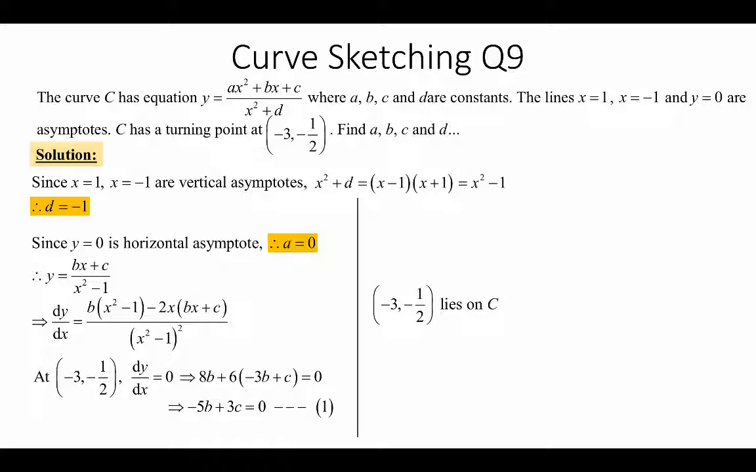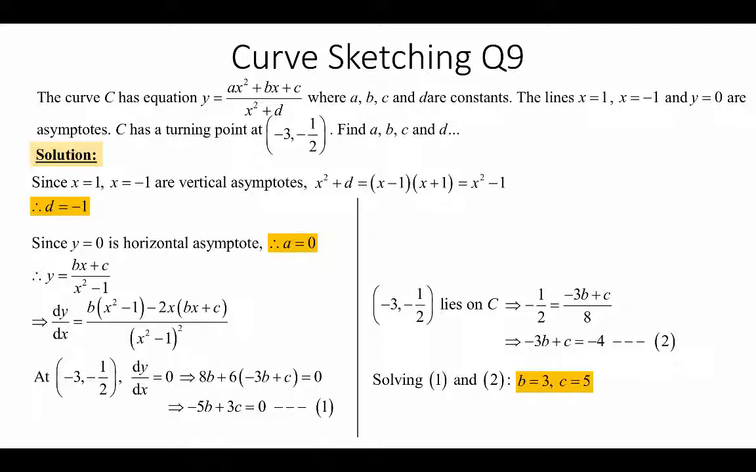Next, since (-3, -1/2) is a turning point, it lies on C as well. Substituting x equals -3 and y equals -1/2 will give us a second equation whereby -3b + c equals -4. Solving 1 and 2 simultaneously will give us b equals 3 and c equals 5.